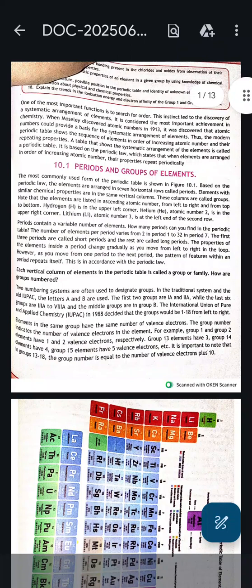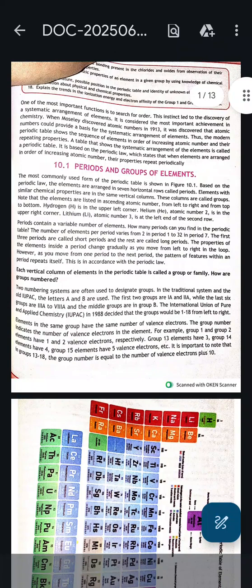So the chapter I'm going to start today is the periodic table. One of the most important functions is to search for order. This instinct led to the discovery of a systematic arrangement of elements. It is considered the most important achievement in chemistry.